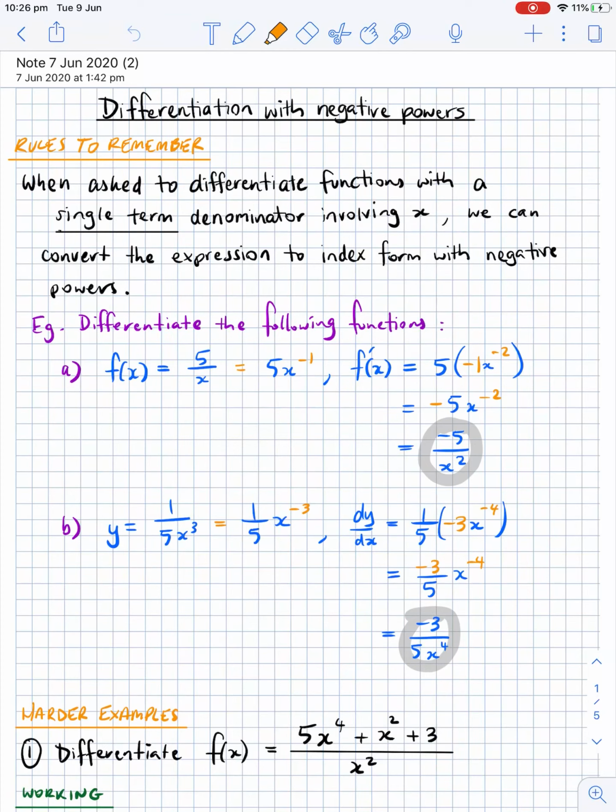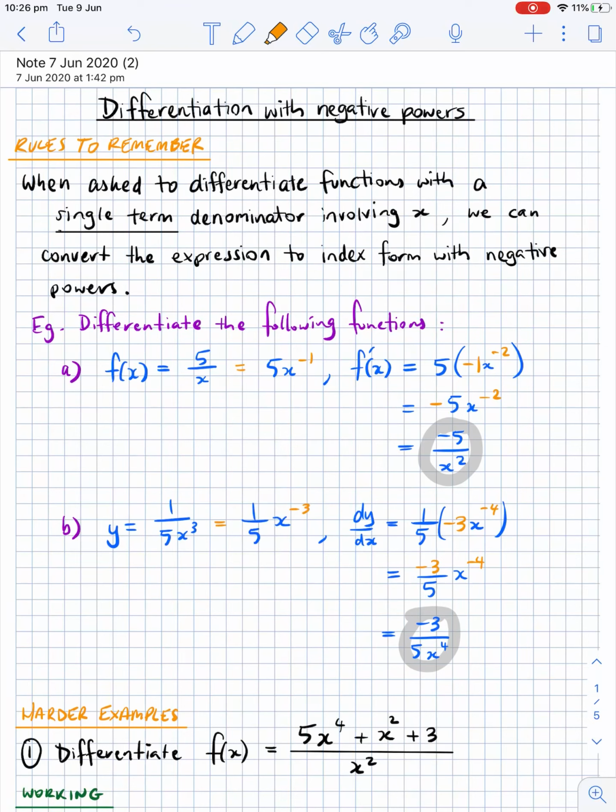Hi guys, for today's lesson we're going to be dealing with differentiation with negative powers. Okay, so when you're asked to differentiate functions with a single term denominator involving x, we can convert the expression to index form with negative powers.